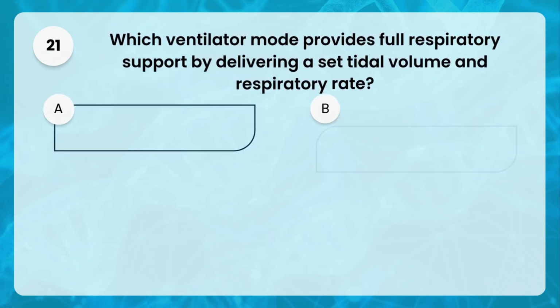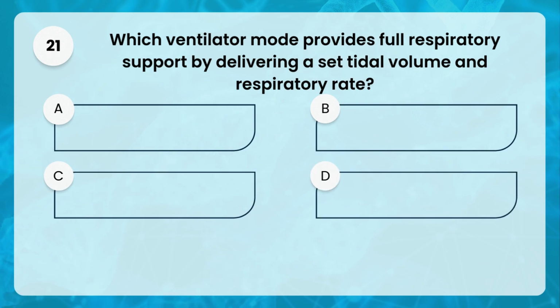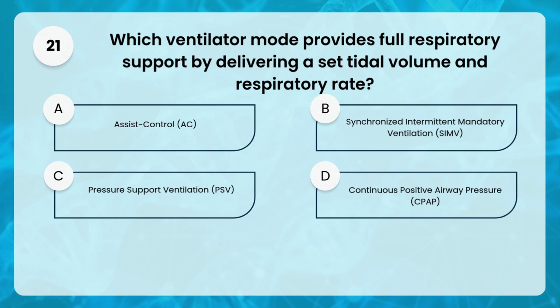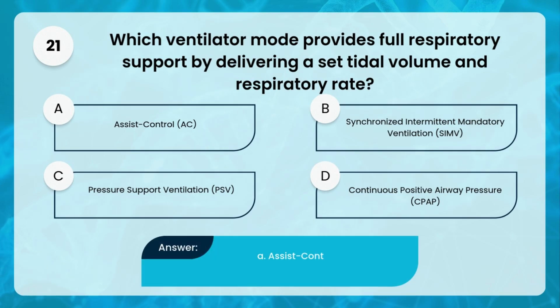21. Which ventilator mode provides full respiratory support by delivering a set tidal volume and respiratory rate? A. Assist control, AC. B. Synchronized intermittent mandatory ventilation, SIMV. C. Pressure support ventilation, PSV. Or D. Continuous positive airway pressure, CPAP. The answer is A. Assist control, AC.